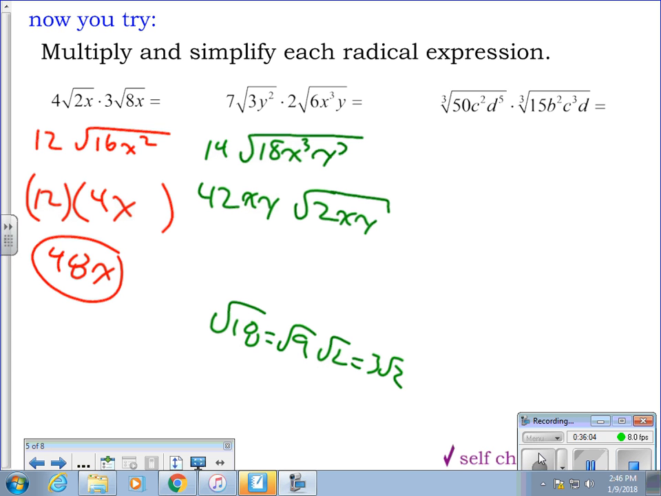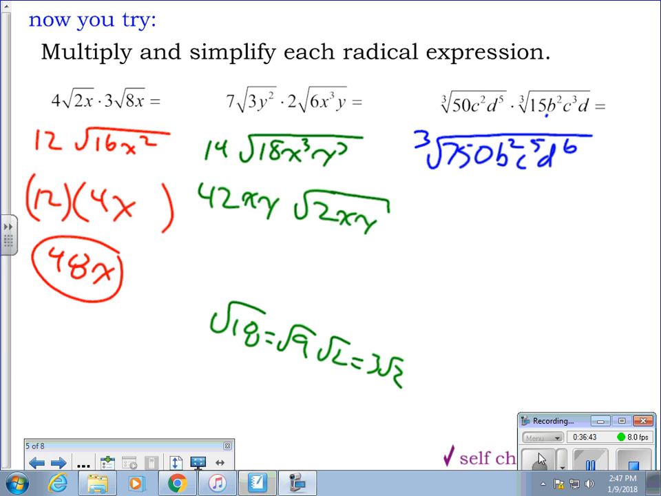Next one's a little more difficult. It's a cube root. So I have the cube root of 50 times 15. 5 times 15 is 75. And throw a 0 on there, so I get the cube root of 750. And then b squared, oh, I almost forgot this b. I got a b squared there. So I get c squared times c cubed gives me c to the 5th. And then d to the 5th times d to the 1st is d to the 6th power.